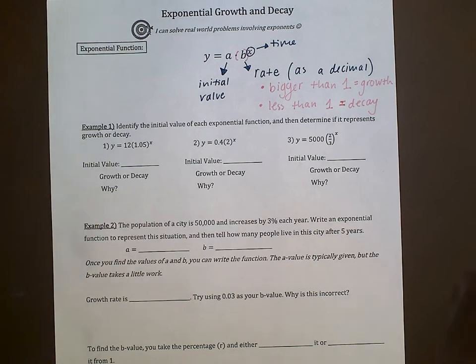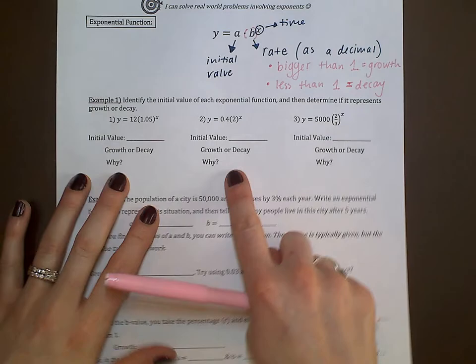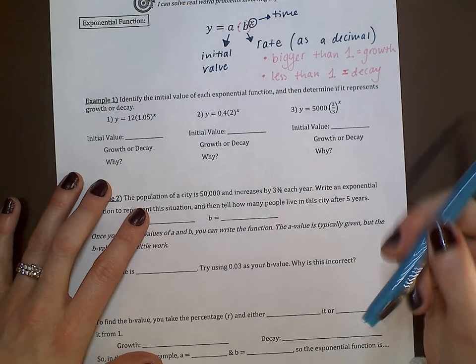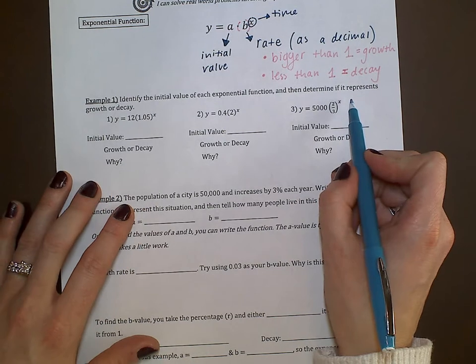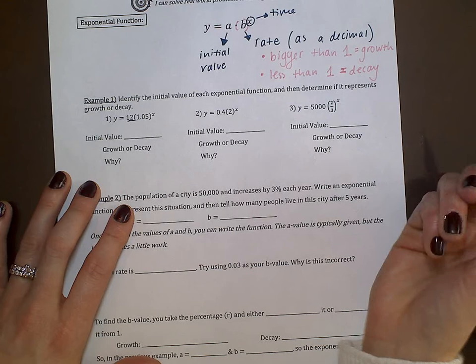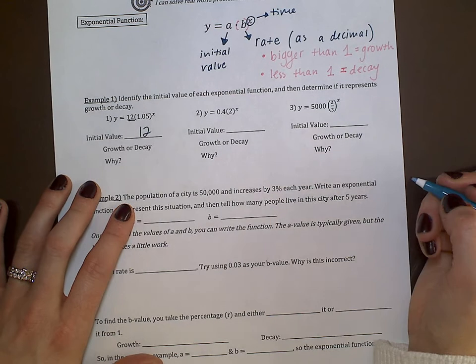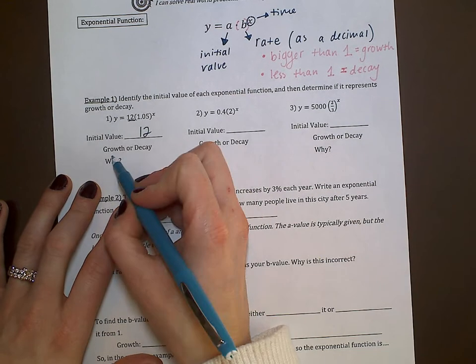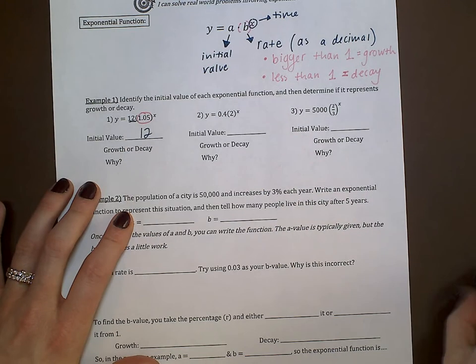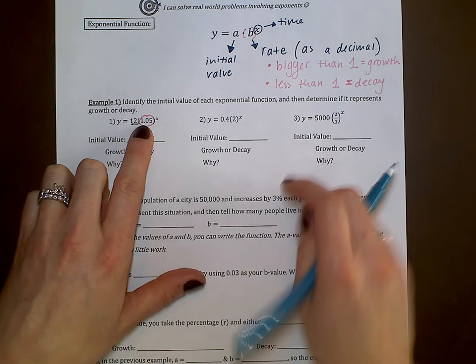So let's practice picking out which one's which in example 1 here. They're saying identify the initial value, what's the a value, and then determine if it represents growth or decay. Okay, a value, easy to pick out, it's just the first number. So this one starts with 12. To say if it's growth or decay, you look at the b value, what's in parentheses. This time it's 1.05. If it's bigger than 1, it's growth.